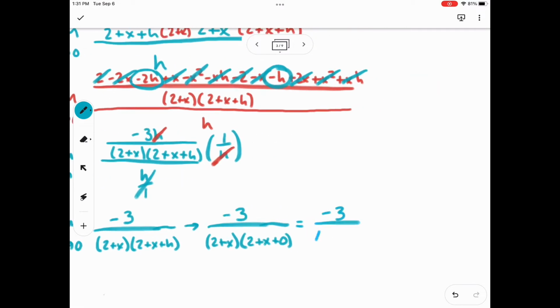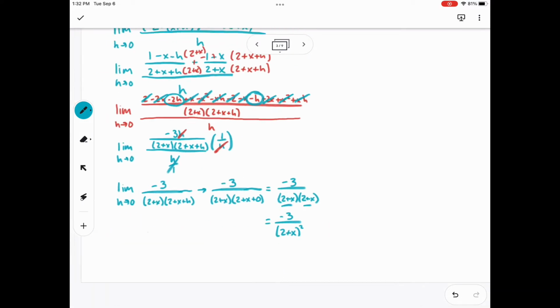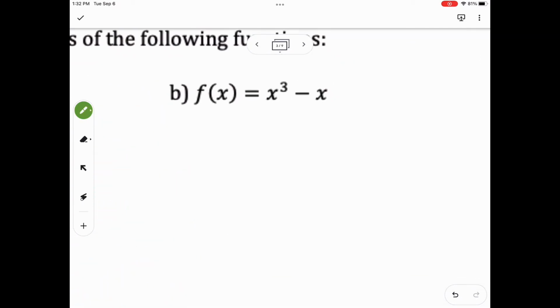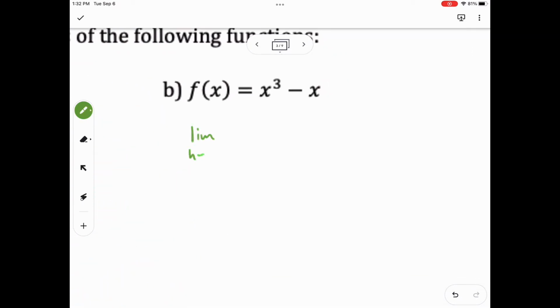I have 2 plus x times 2 plus x, which there's 2 of them, and I can write them as a paired binomial together, so 2 plus x squared in the denominator. And that's my derivative for this one. Okay, same thing with letter B.